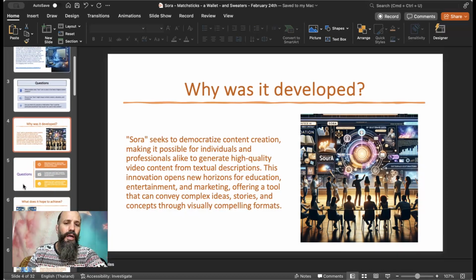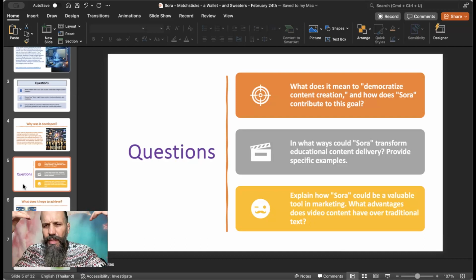Some words there. We'll talk about what does it mean to democratize content creation, and how does Sora contribute to this goal? So you see the word democratize, the root word being democracy. Of course, democracy is where like everybody has a vote. In this sense, the word democratize is everybody has the opportunity to use this tool. Of course, that's kind of the objective. It's not available yet. And you can use democratize in this situation. And how does Sora contribute to this goal?